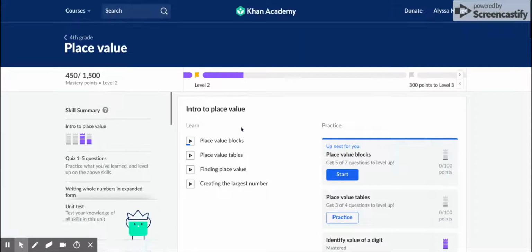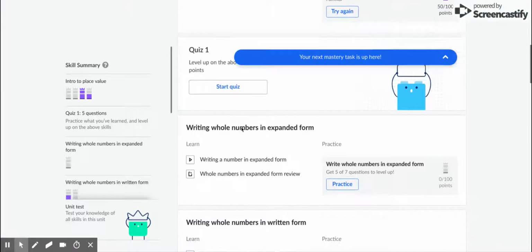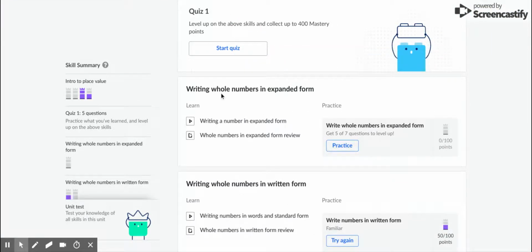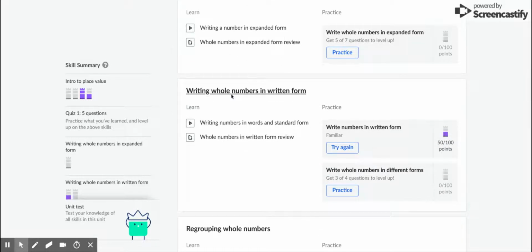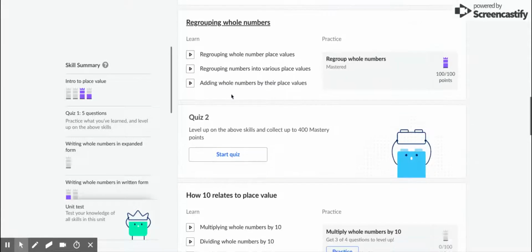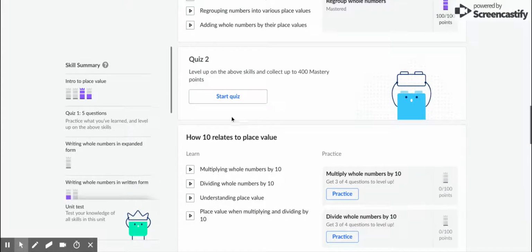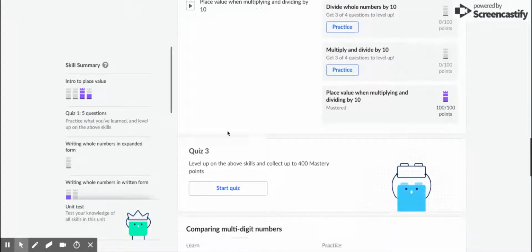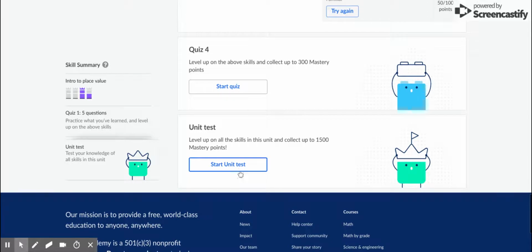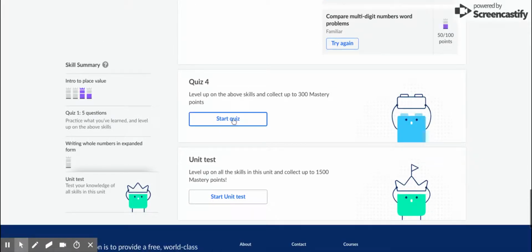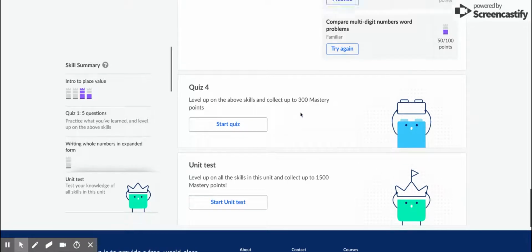But maybe I think place value, that's easy, I know this totally. I might want to scan through some things, writing whole numbers in expanded form. Let's see. Yeah, I remember that. I remember whole numbers in written form. I remember regrouping whole numbers. There's quiz 2. I could keep on going down, and I could take the unit test, which will let me level up on all the skills in this unit. Now, if I take the unit test and I don't do so well, then I can go back through and try each of the individual skills or go back to the quizzes. And I can always take the unit test again.